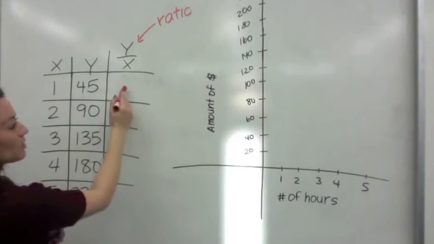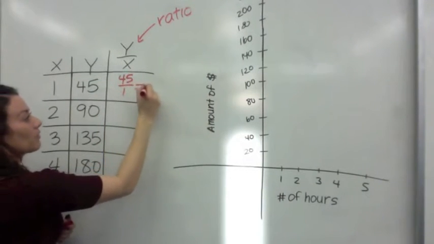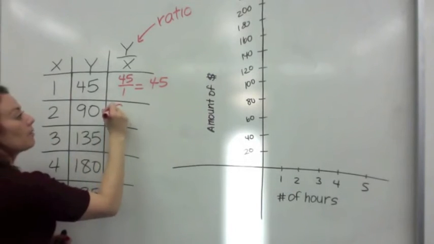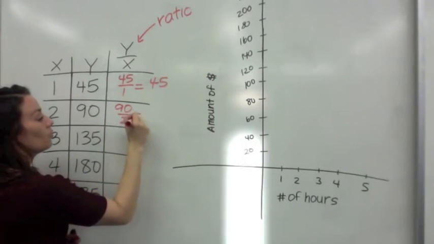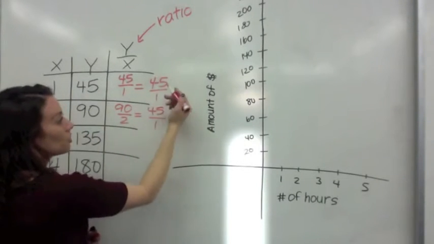So what is the ratio then? What is the slope? Let me ask you, what's the slope? You take 45, you divide it by 1, and you get 45. So the slope is 45. Rise over run would be 45 over 1. What about 90 divided by 2? What would be the ratio? It would be 45. And I'm just going to put it over 1 so you can see it as rise over run.